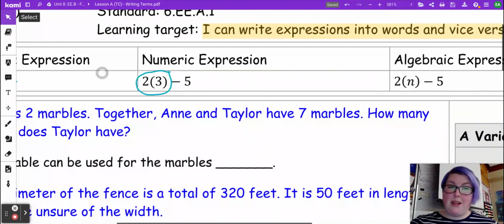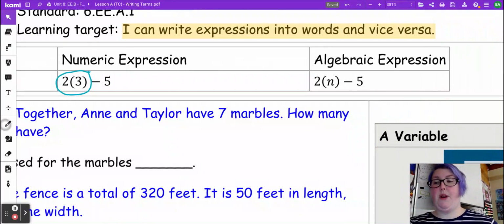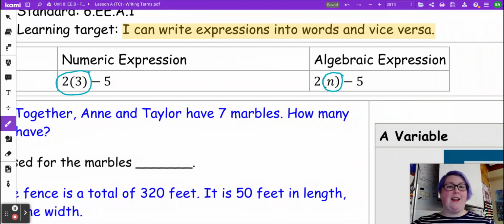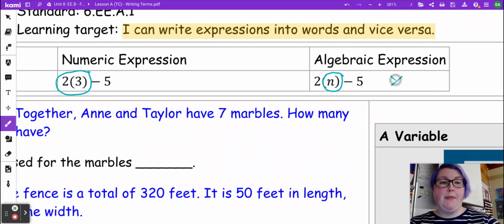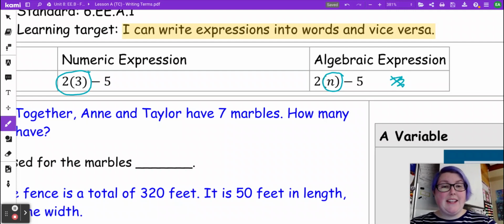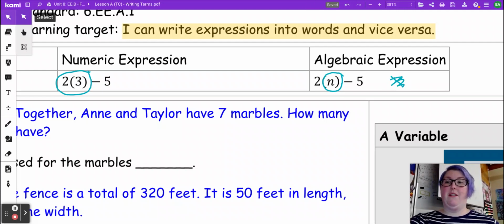The new type of expression is the algebraic. So anytime you have a letter in your expression, then it becomes algebraic. Algebra is looking at the numbers. So please remember, X is not multiplication anymore. X becomes an unknown, a variable.